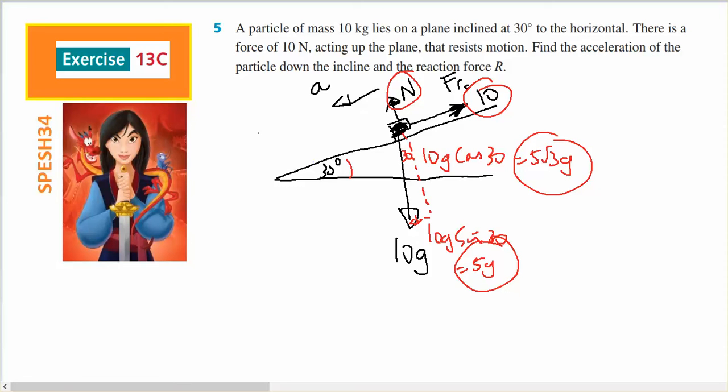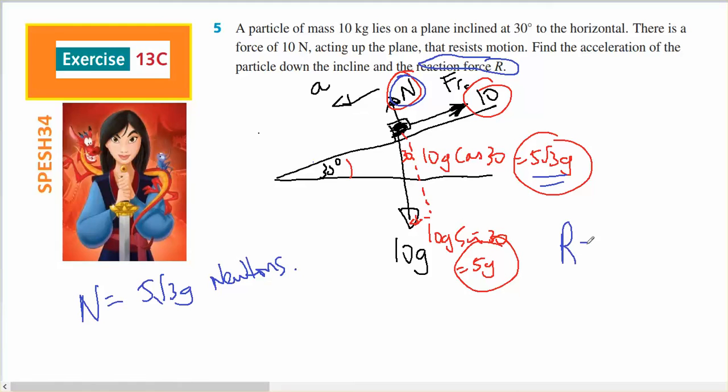So the question's asking for two things. The normal reactive force N is going to equal 5 root 3G newtons. And find the acceleration. The resultant force in the direction of motion will go into that direction. The only things that are going in that direction are 5G, and the only things opposite are 10, because there's a force acting up the plane that resists motion, so that's my friction.